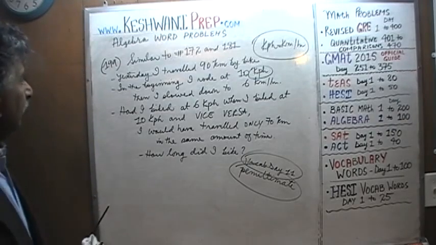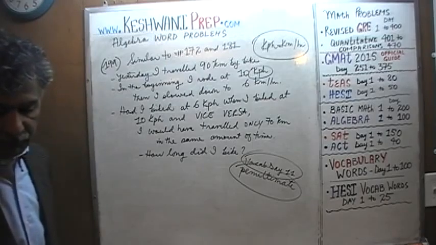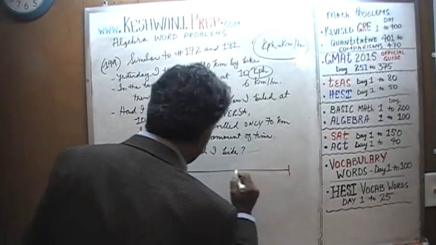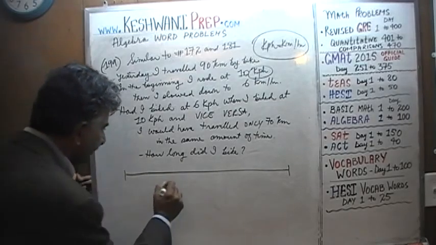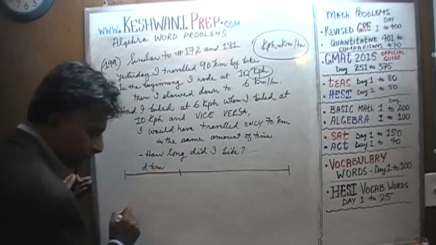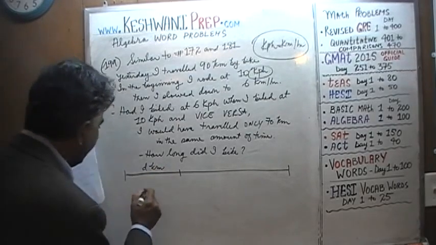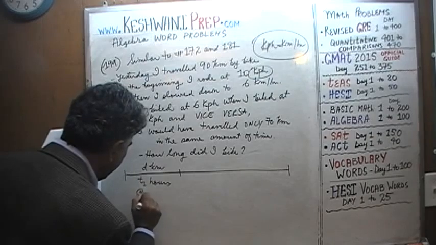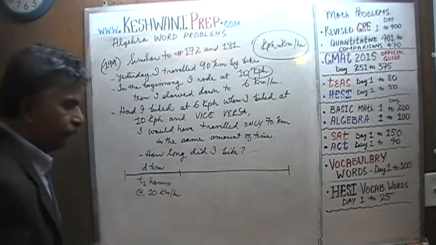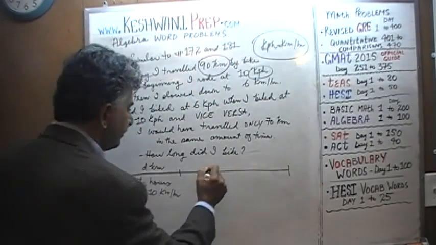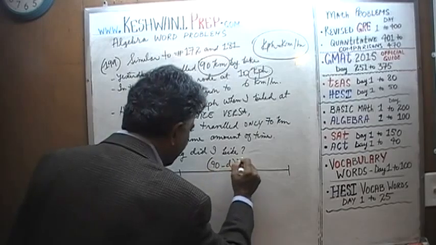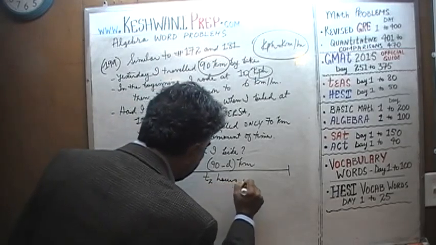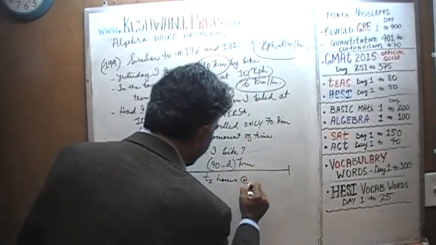So let's set it up. We're traveling 90 kilometers. So let's make a diagram with a distance of 90 kilometers and see what happens. We're going to go a total of 90 kilometers. Part of our distance, let's call it D, we're going to travel at 10 kilometers per hour, for T1 hours in the beginning. Well, if this is D kilometers and the total is 90 kilometers, then the remainder is 90 minus D kilometers, which we're going to travel for T2 hours at the slower speed, which is 6 kilometers per hour.